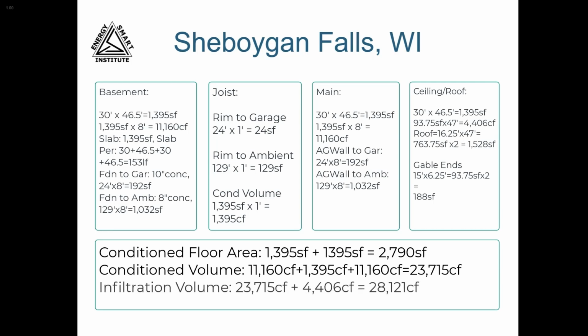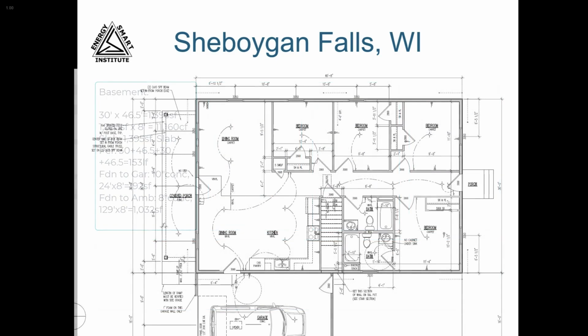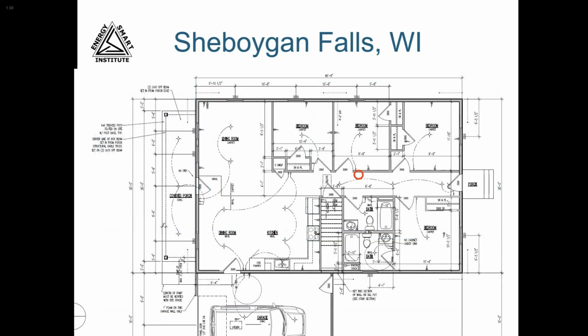So our infiltration volume is 23,715 plus 4,406, or 28,121 cubic feet. That concludes the envelope calculations, but we still need that distance from the water heater to the farthest water-using item. Earlier, we decided that was the kitchen sink. We have to calculate the distance using right angles and no diagonal runs.